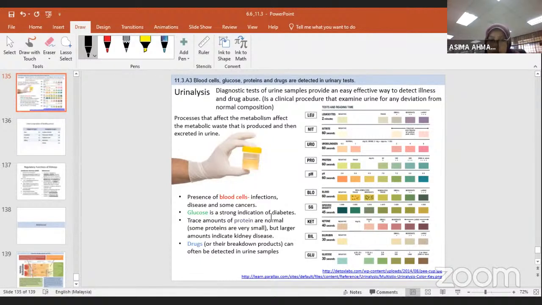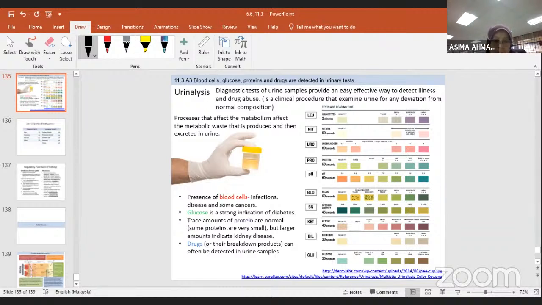Okay, so supposedly, because last time when we learned about the selective reabsorption process at the proximal convoluted tubule, 100% of glucose will be reabsorbed. Is that right? So if glucose can be detected in our urine, therefore it indicates a very high glucose level in the blood until we fail to reabsorb all of it. Okay, so this indicates diabetes, if glucose is detected in our urine.